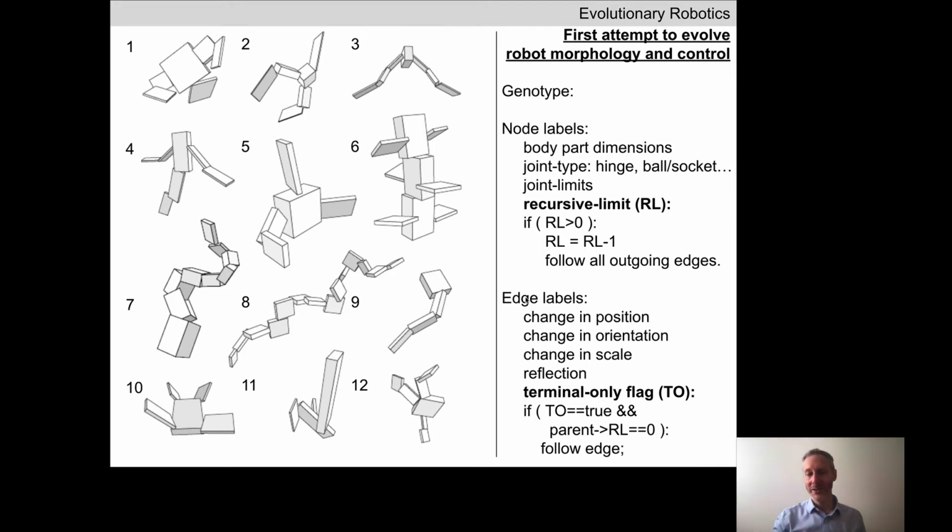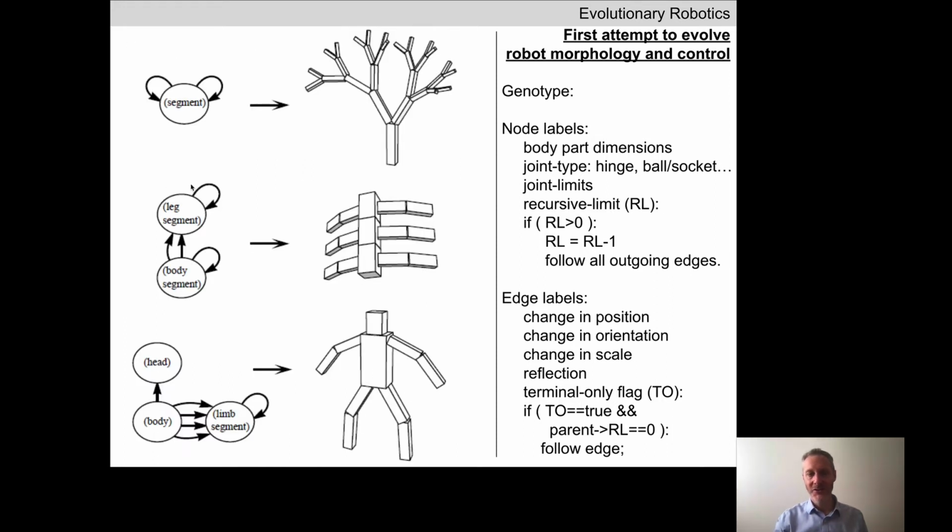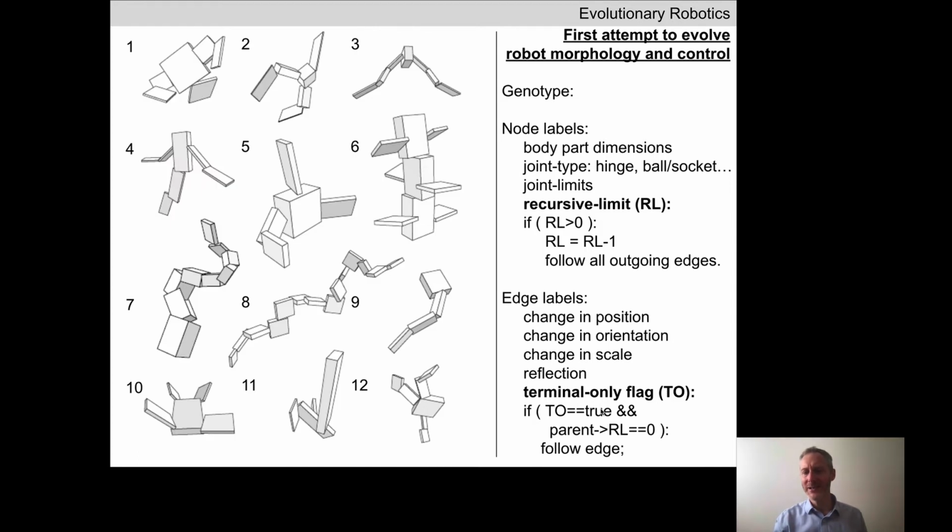So associated with each edge is also a binary value. That binary value means follow that edge. Let's assume that this one has this terminal only set to 1. It says only follow this edge when the recursive limit of this node, its parent node, gets to 0. Why include this detail? What is this for? Where might this be useful? Any ideas?